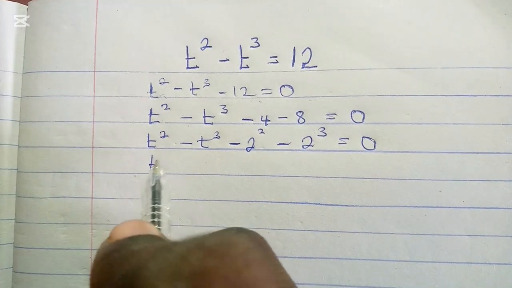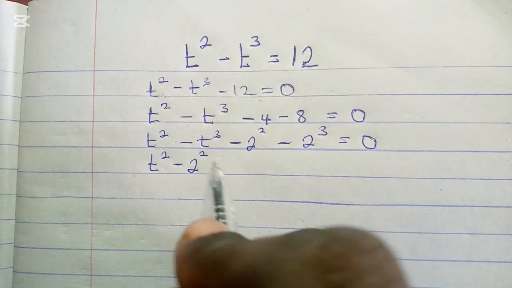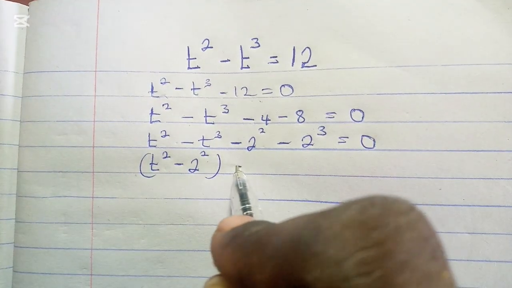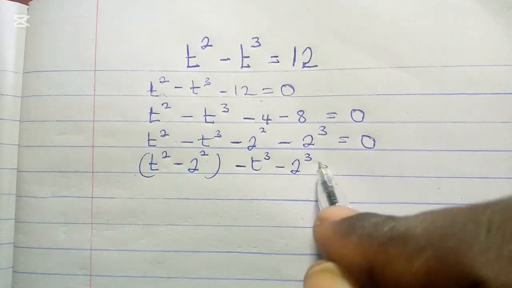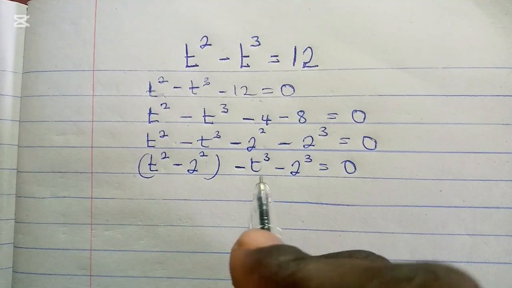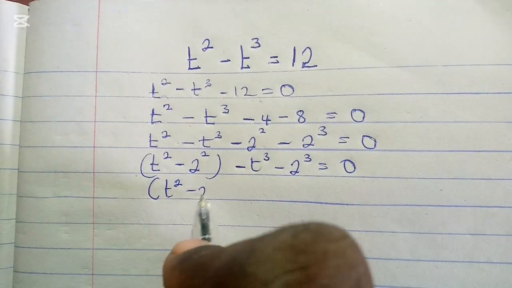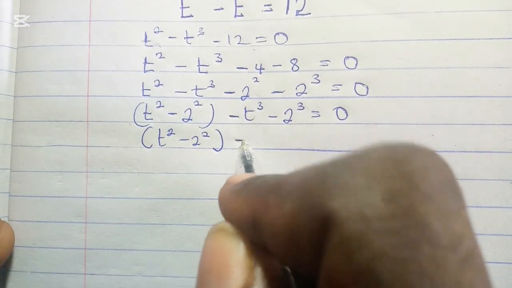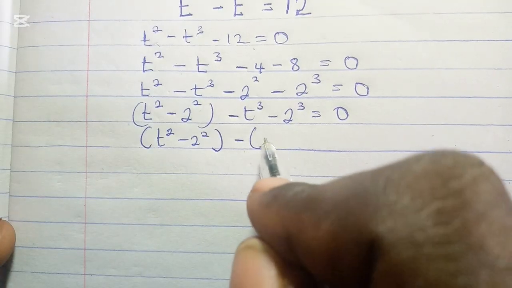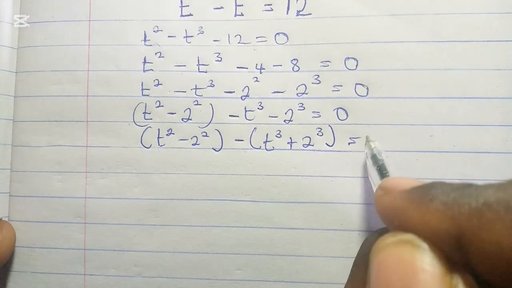Now, let's group it. We have t raised to the power of 2 minus 2 raised to the power of 2, and here we're going to have minus t raised to the power of 3 minus 2 raised to the power of 3 equals 0. So we can factor out the negative sign here. So therefore, we are going to have t raised to the power of 2 minus 2 raised to the power of 2 in bracket. Here, when you factor out the negative sign, you are going to have minus in bracket t raised to the power of 3 plus 2 raised to the power of 3 is equal to 0.